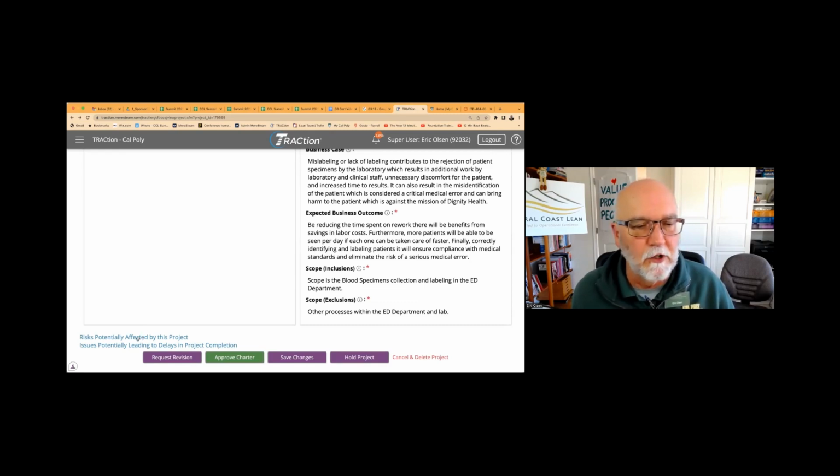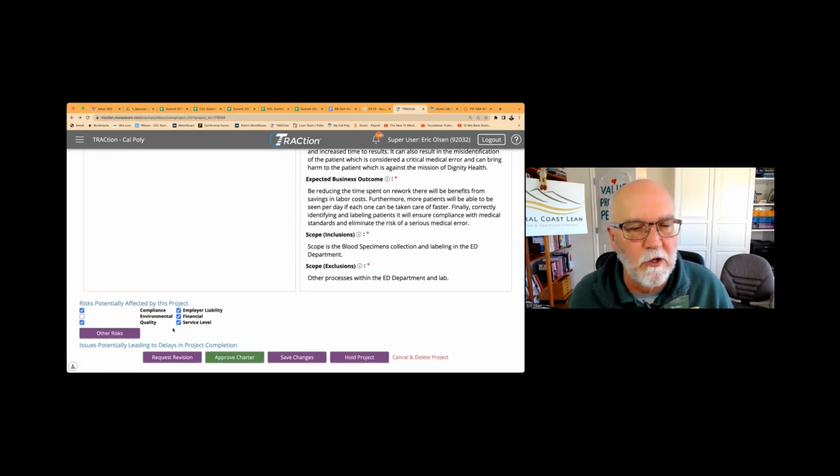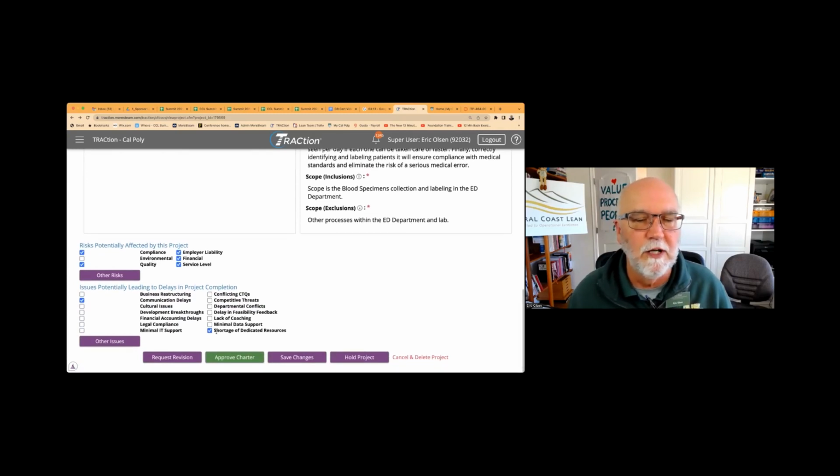One thing I always have to coach people on when they're doing this: there are these two things down here at the bottom on risks. So, risks potentially affected by this project. Click on that, and that'll give you a little pull-down menu of things. You have to say, I've thought about these things. And the same thing with things that could potentially lead to delays in completing the project. Take a look at those. Check the boxes that you feel are appropriate.